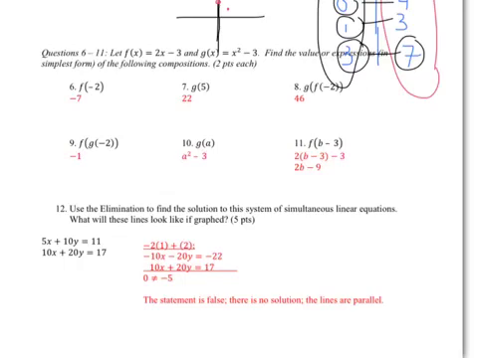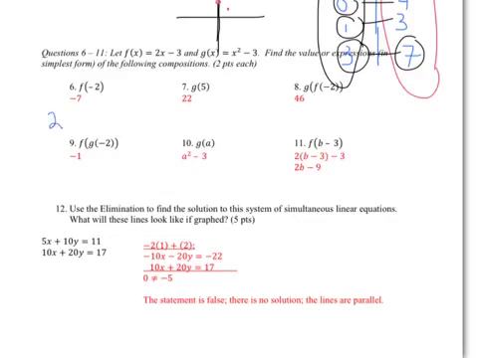Questions 6 through 11 tell us to use f of x and g of x as defined there, and to find the value or expression in simplest form of each of the following compositions. So what we're doing here is remembering that these are definitions of our functions. So we've got a definition of f of x and a definition of g of x. And number 6 asks us to find the value of the function f when x is replaced by negative 2. So we are literally replacing this x with a negative 2, and we're going to be determining what the value of the function is. So let's go ahead and do that.